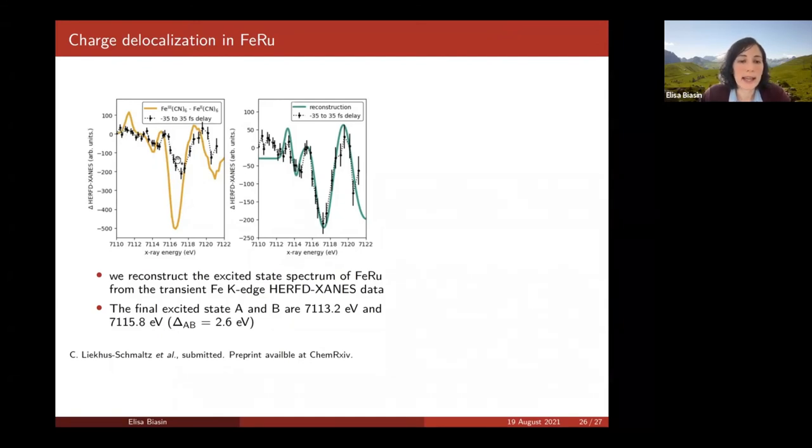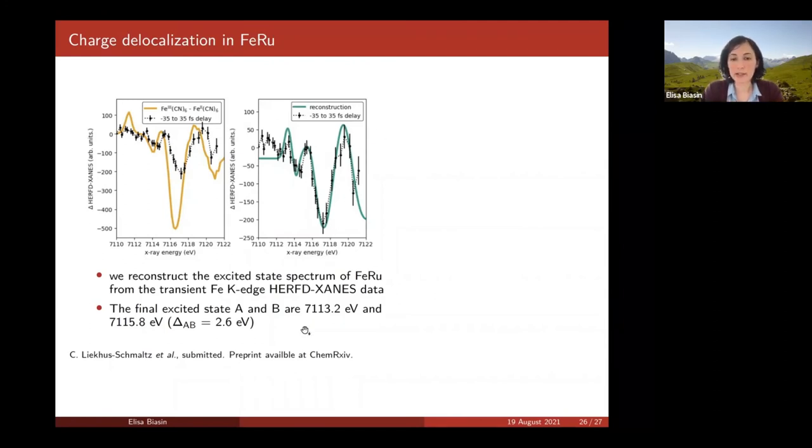You can see that it resembles the difference between an iron 3 and an iron 2 hexacyanide, so the features agree with the change in oxidation state. But in order to have quantitative information, we reconstructed the difference signal as the difference between the ground state and the excited state spectrum. In the excited state spectrum, the A and B peak positions were left as free parameters.